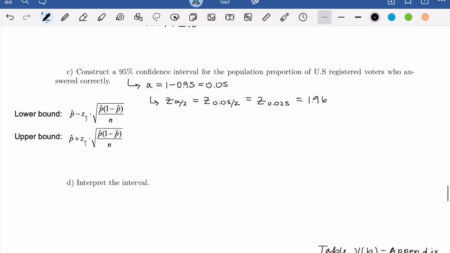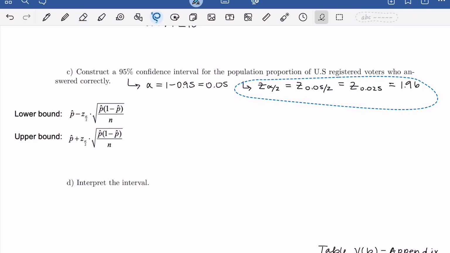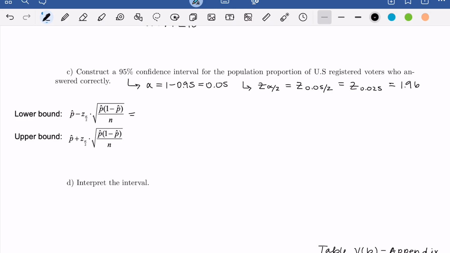So for our lower bound, we're going to have p hat. Let me just move this and we can insert this directly into the formula that we have here. So p hat is 0.369. We're going to subtract our critical value multiplied by the square root of this guy. All right, I'm going to take the square root of this. This is going to give us 0.333. And we're going to do the same thing for our upper bound.